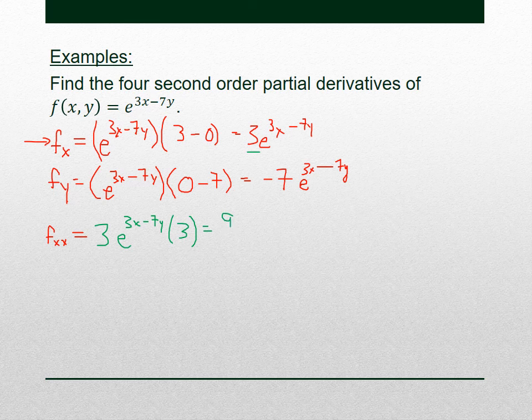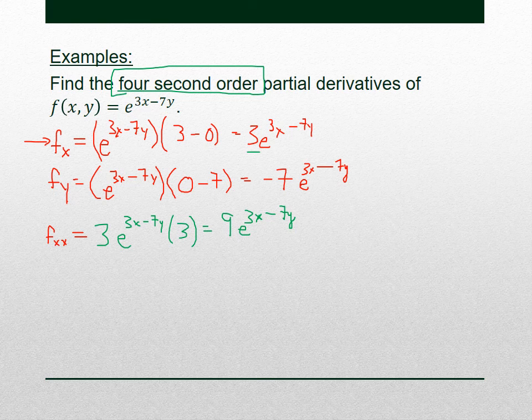You copy down the e to the stuff. And now we're taking the derivative again with respect to x. So we'll multiply by, just like before, only a 3 pops out. We treat x as our variable and y as a constant. And that's 9 e to the 3x minus 7y.